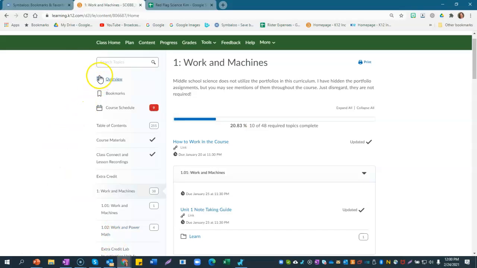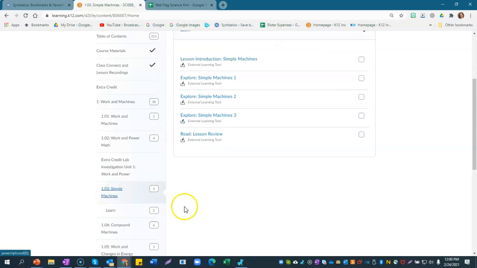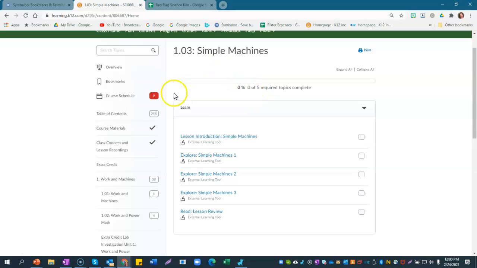So just a reminder, you get into the course by going into content, and then as you look down, you can see recordings, extra credit, and today we're looking at 1.3. So there are no instructions up here that I've added, but you always want to check that. So let's jump right into the lesson.